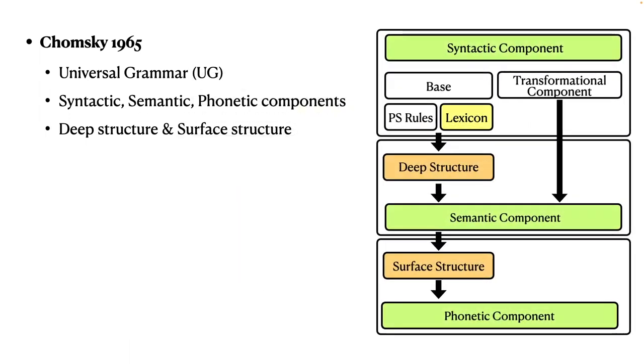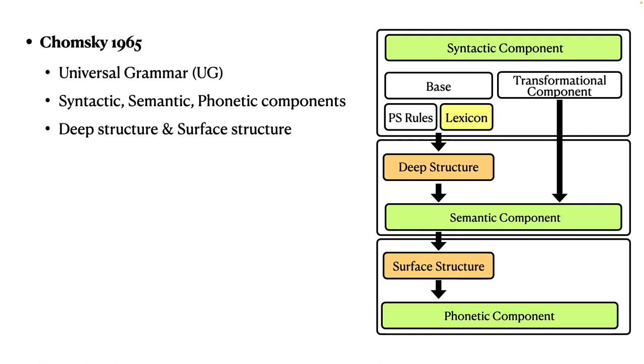Grammar as a whole set of rules is divided into three parts: syntactic, semantic, and phonetic components. Here, the semantic and phonetic components are mechanisms for interpretation and are not involved in sentence generation. And the syntactic component is divided into base and transformational component. The base creates deep structures through PS rules and lexicon, and the meaning of the deep structure is interpreted by the semantic component. After that, transformational rules are applied, and the surface structure is created, which soon has a phonetic form by the phonetic component.